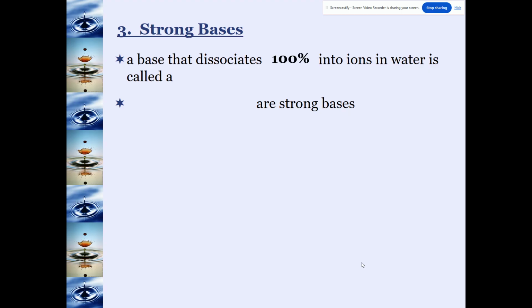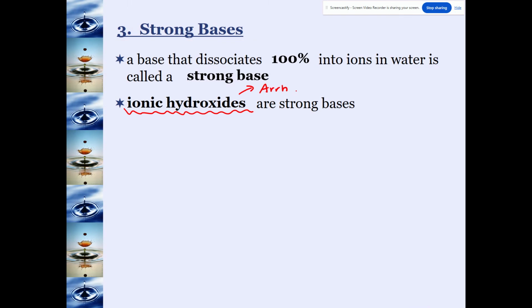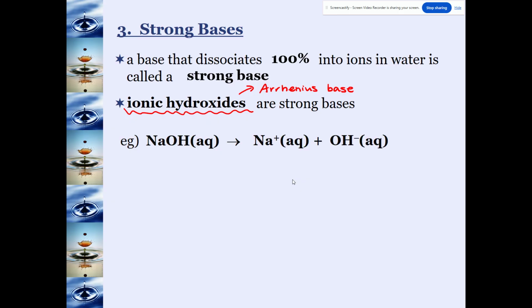A strong base, again, is going to 100% ionize in water. All ionic hydroxides, which yesterday we also defined as Arrhenius bases, the original Arrhenius base, an ionic hydroxide, okay? It is going to 100% ionize into its ions. So for example, if I have sodium hydroxide, I don't react Arrhenius bases or strong bases with water. I just simply dissociate them into their ions, okay?